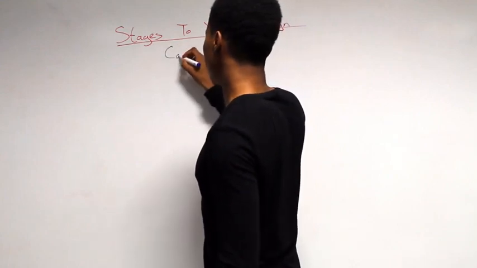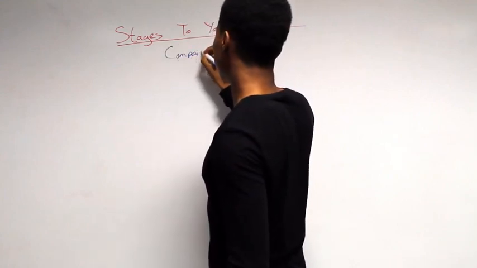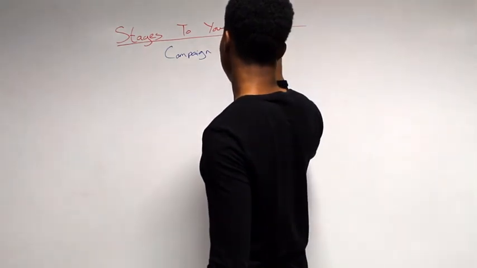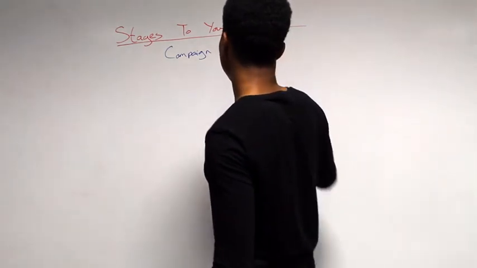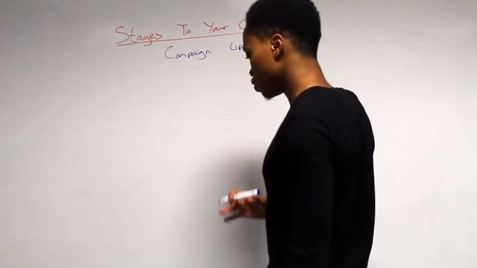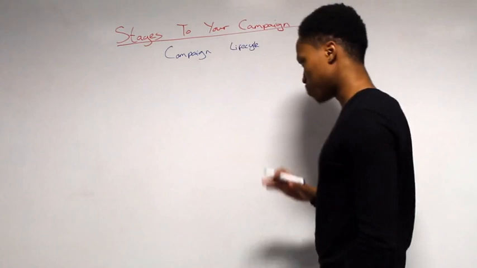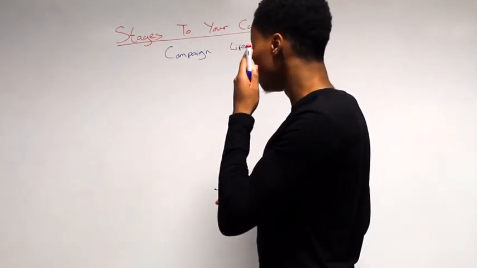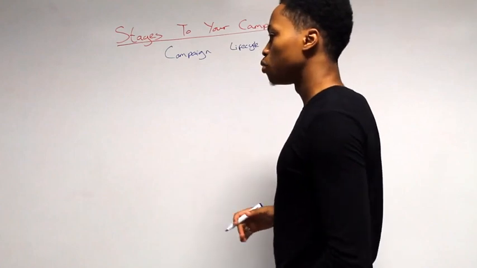Let's put campaign life cycle. Okay. So what happens is when you launch a campaign, even if you've done good reverse engineering and you spied on competitors and whatnot, when you initially launch it, you're going to be launching it usually with the premise that you want to find out what works.